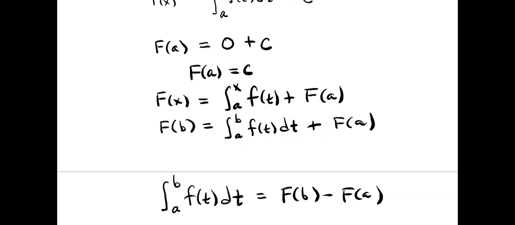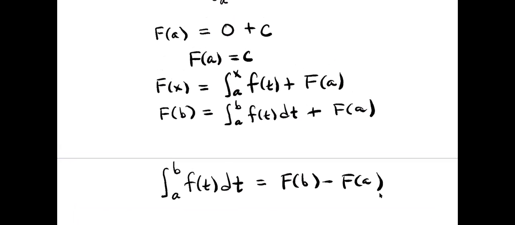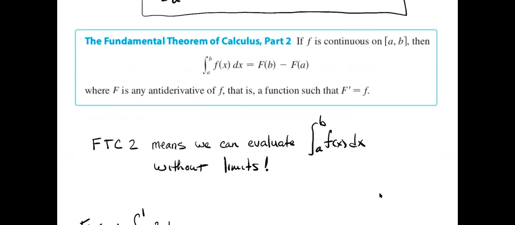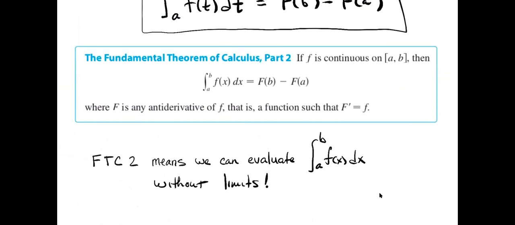And the miracle about this is, what was F? F is any antiderivative of the function little f. So it gives us a new way of calculating those integrals. And I promise I won't make you see it in my messy handwriting. Here it is stated nicely from your book. It's called the Fundamental Theorem of Calculus Part 2.